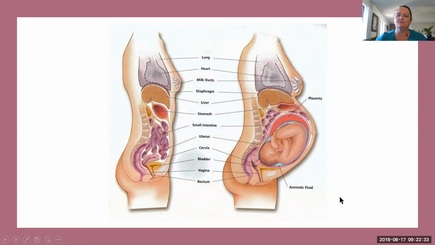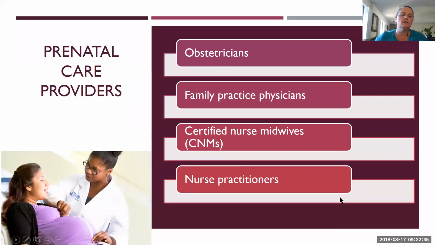So the different types of prenatal care providers: you can have obstetricians, who are specialists in OBGYN, so taking care of the women's body. Obstetricians are actually surgeons as well. Not only do they deliver babies, but they do cesarean sections, and they do surgery on the female organs. Family practice physicians are not surgeons and typically don't do cesarean sections.